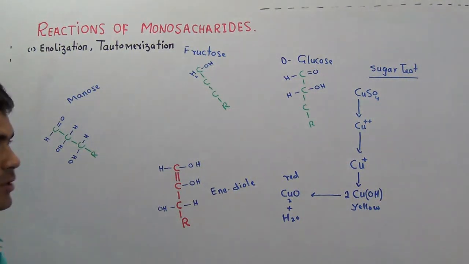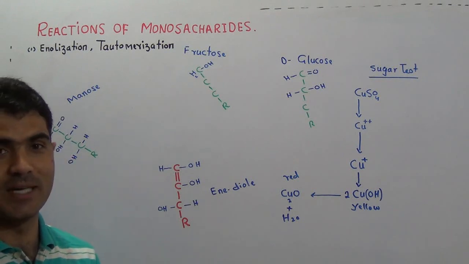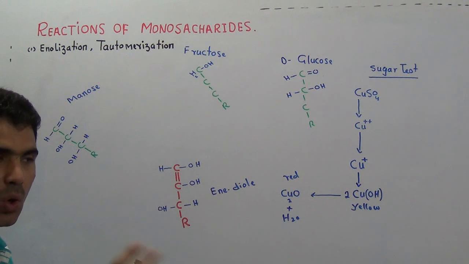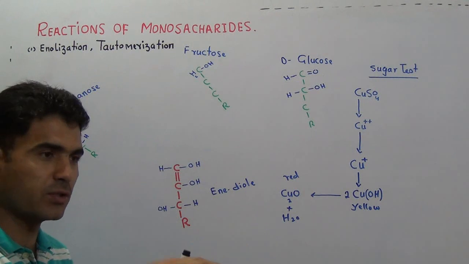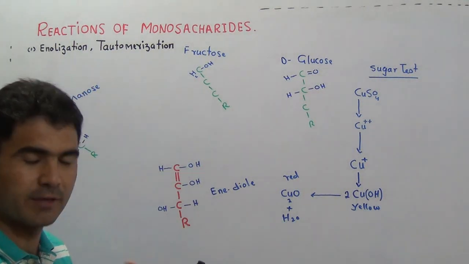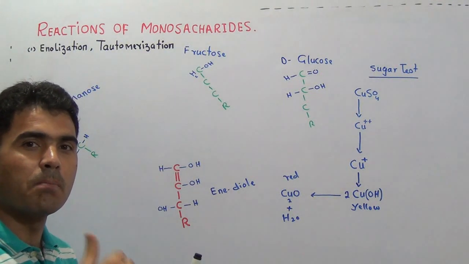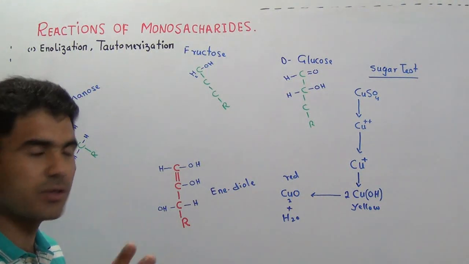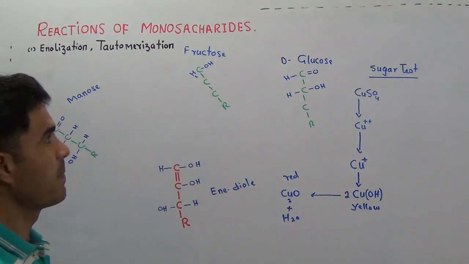In enolization, a compound called enediol is formed. How? If you add glucose in alkaline solution for 2 to 3 hours or 4 to 5 hours, what will happen? Glucose will convert into mannose and fructose. This is number 1. Or you take 3 monosaccharides like glucose, fructose and mannose.